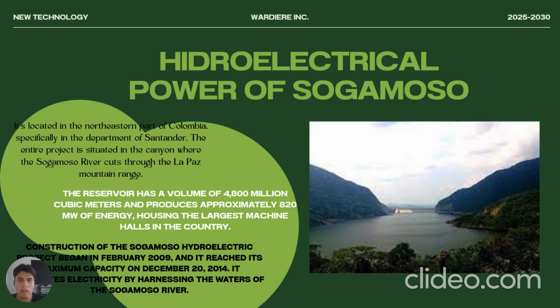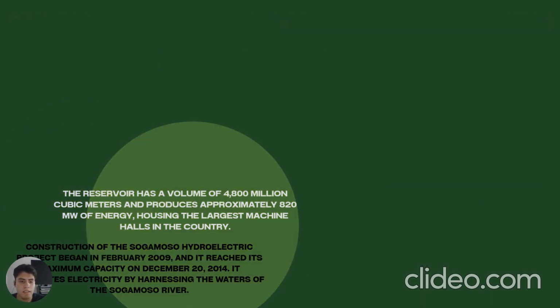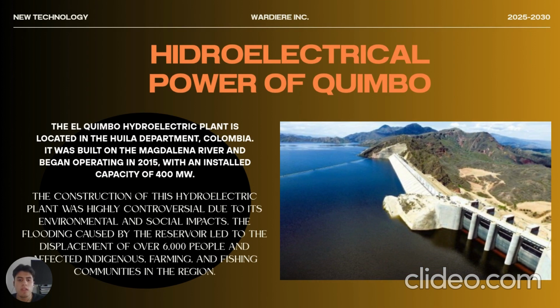For example, hydroelectric plants in Colombia. First, the hydroelectric power plant of Sogamoso, a locality in Santander, generates 820 megawatts of energy and was completed in 2014. It harnessed the water of the Sogamoso river. Second, the hydroelectric power plant Quimbo began operation in 2015 with a capacity of 400 megawatts. Its construction generated social and environmental controversy due to the displacement of more than 6,000 people.